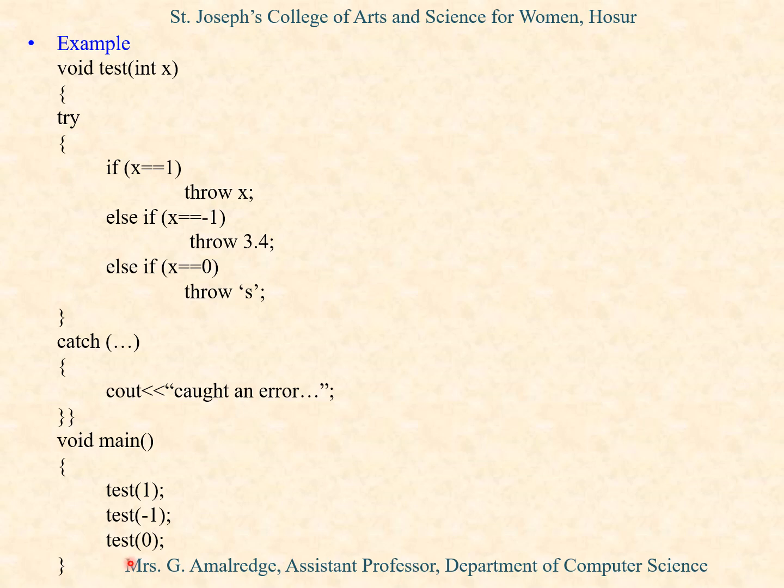In the main function the last statement is test of 0. Again it calls the function test. Here x is equal to 0, so it throws a character. Again it catches it and the output is caught an error. Once the three statements of the main block get executed, it prints caught an error three times to the console.